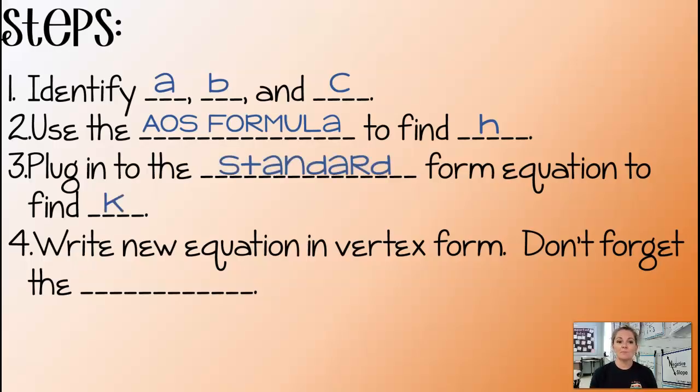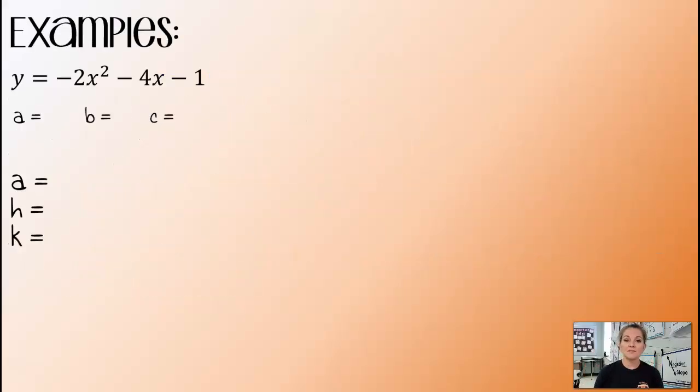Step 3, we're going to plug it into the standard form of the equation to find our k, because your vertex is an x and a y. If I have my x, I can plug in and find my y. We just renamed them different letters. We renamed them h and k. Step 4 is we're going to write our new equation in vertex form, and don't forget the squared. 4 steps. So here is our first example, negative 2x squared minus 4x minus 1.